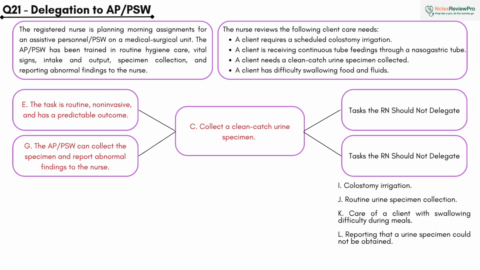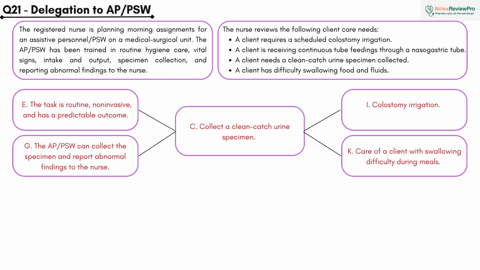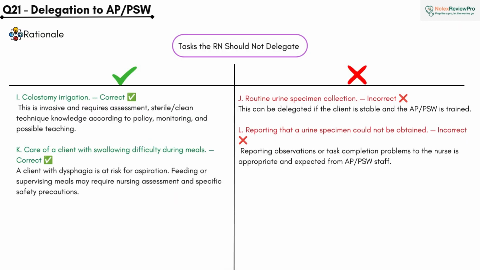For the tasks the RN should not delegate, the correct answers are Option I and Option K. Option I, colostomy irrigation, should not be delegated because it is invasive and requires assessment, monitoring, and nursing judgment. Option K, care of a client with swallowing difficulty during meals, should not be delegated because dysphagia increases the risk for aspiration.